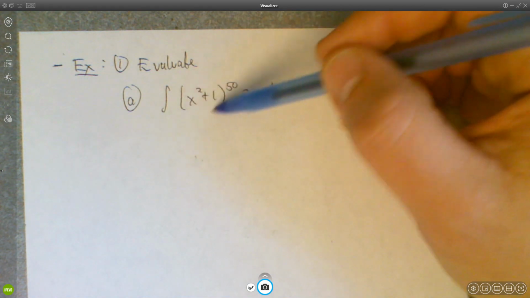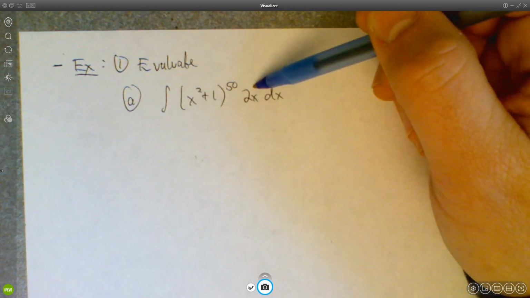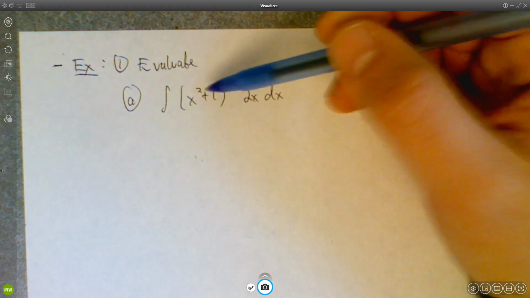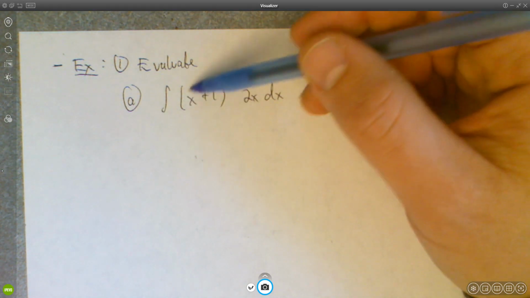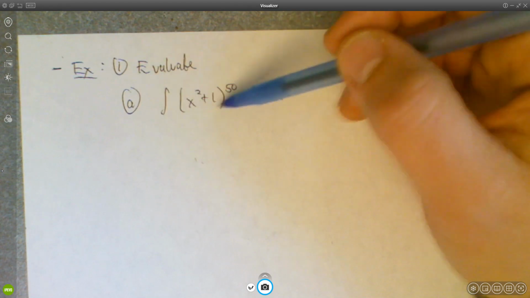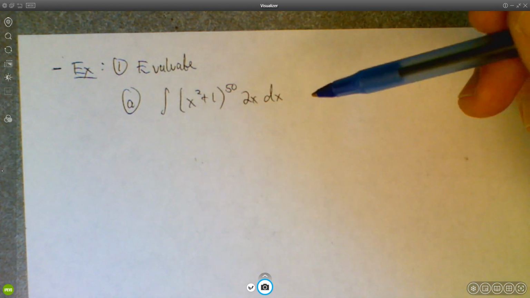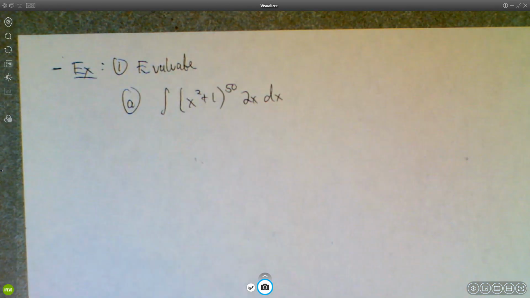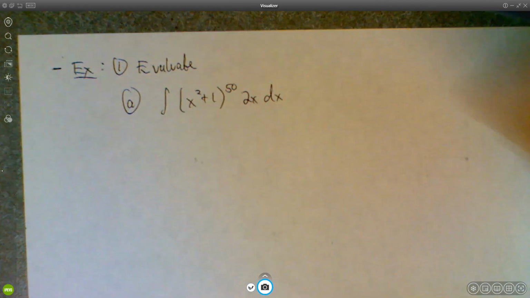Because the derivative of x squared plus 1 is also 2x, right? And by letting u replace this entire thing, then this entire integral is just going to collapse down to u to the 50th power, which is really easy to compute. So that's what I'm going to do.